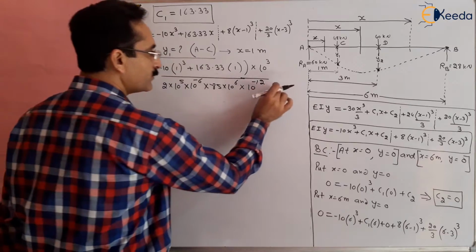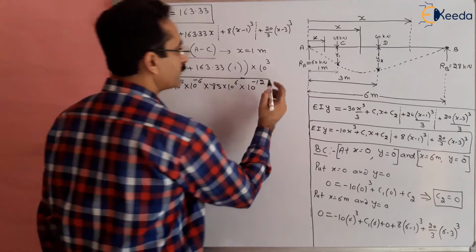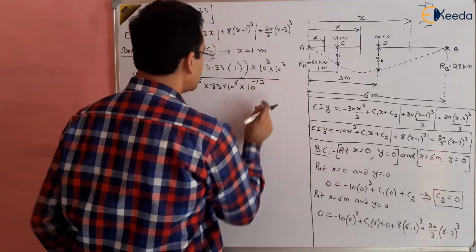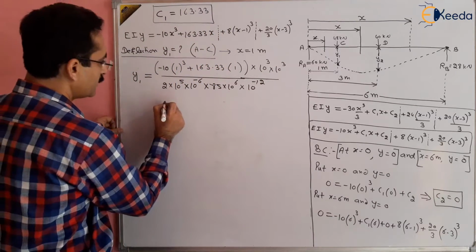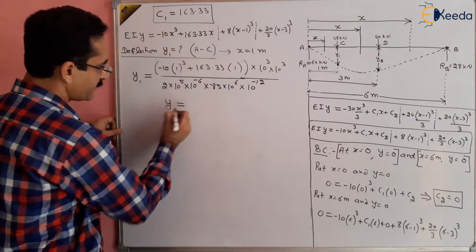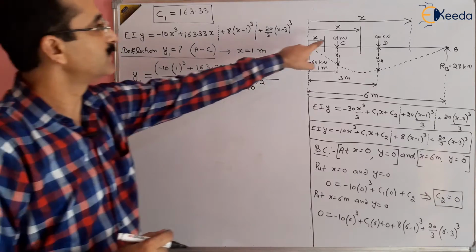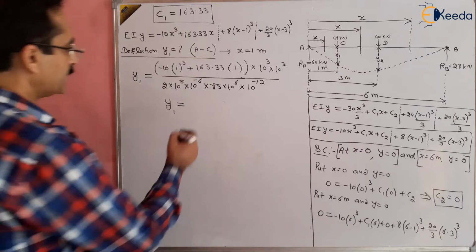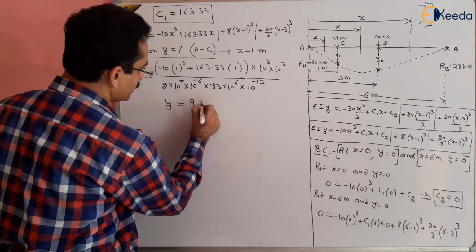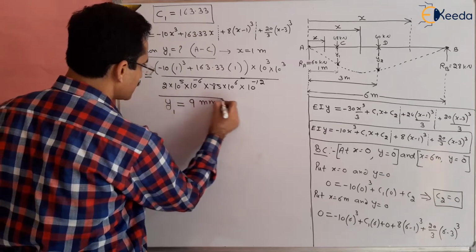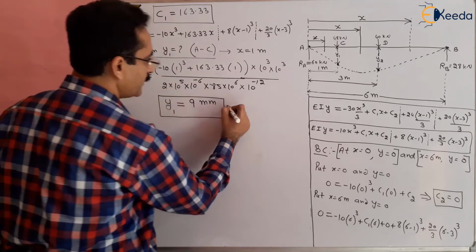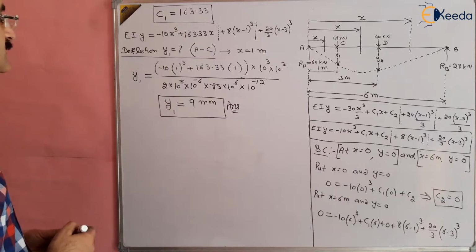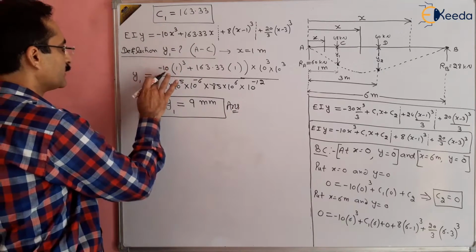Whatever answer will come in meters, and if you multiply it again by 10 power 3, 1000, the answer will come in millimeter. So now the answer will come in millimeter, right? So you will get the answer as y1, the deflection under this load, y1 equal to nearly approximately 9 millimeter. So this is the first answer, 9 millimeter, right? Solve it and you will get this answer, 9 millimeter.